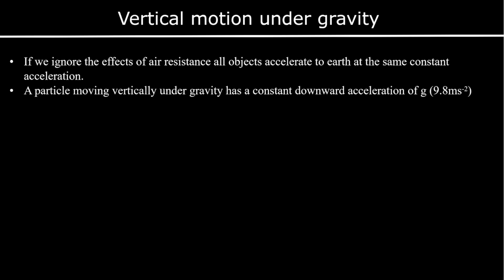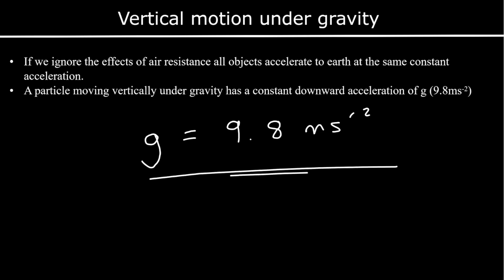So acceleration due to gravity, we call G, and to one decimal place or two significant figures, it's 9.8 meters per second squared. There are more accurate values of G, but we're just using this one. Because we're using a rounded value to two significant figures, it's a good idea to also give our answers to two significant figures. That impacts the accuracy of our answers.